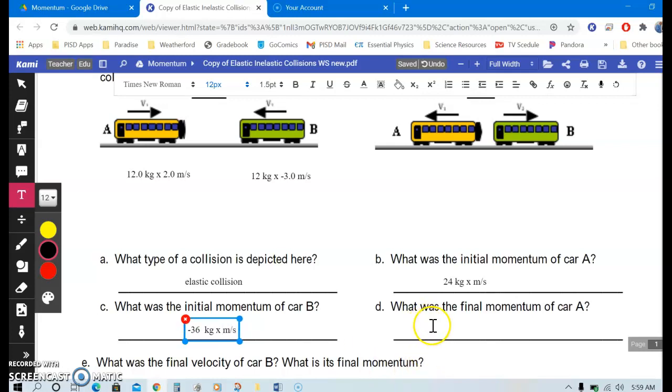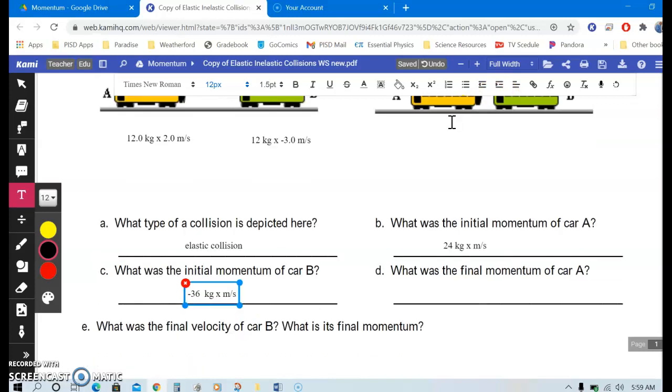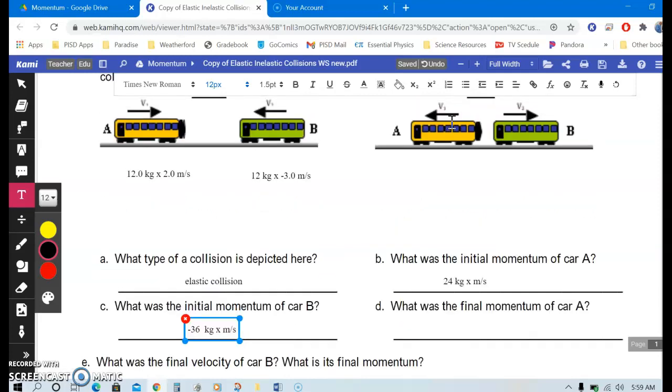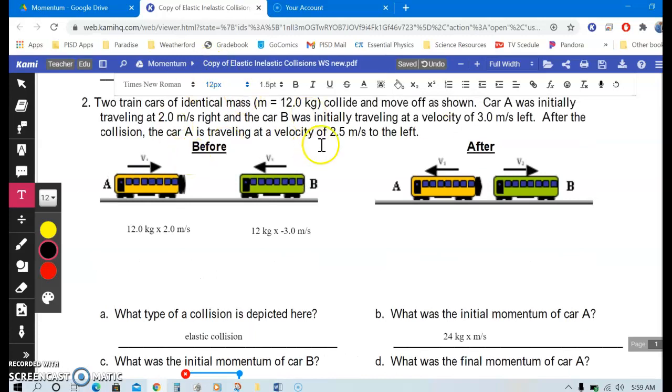Now, it wants to know the final momentum of car A. Well, that's interesting. We need to know that, don't we? And we need to know what the final velocity of car B is and what is its final momentum. All right. Well, here we go. We do know car A is traveling after the collision at a velocity of 2.5 meters per second to the left. So if we put that here, we know that's going to be still 12.0 kilograms times its new velocity, which is 2.5 meters per second.